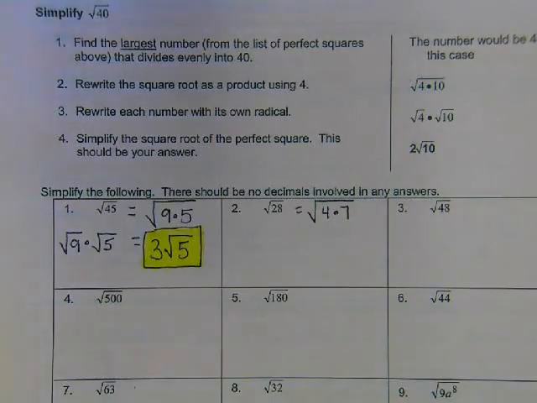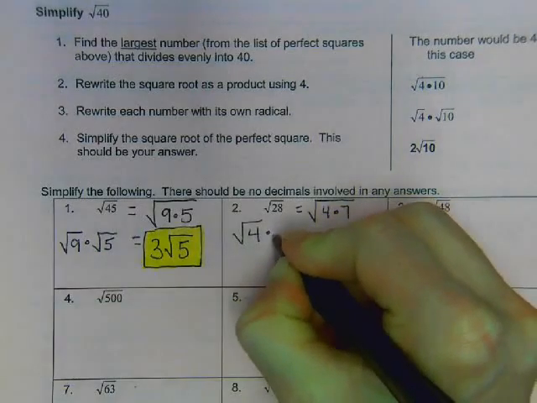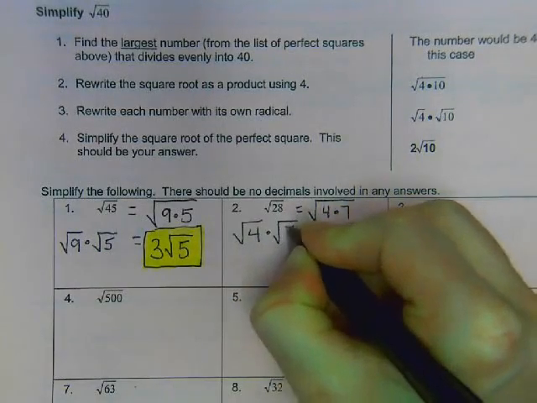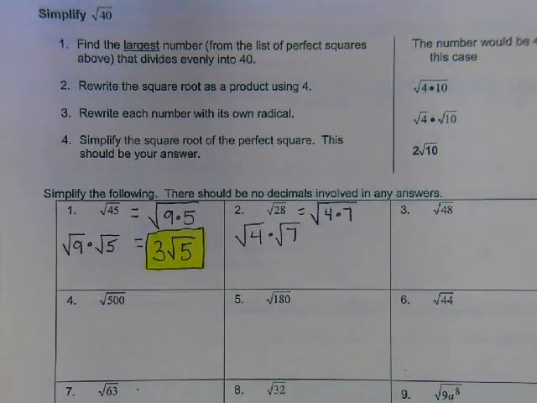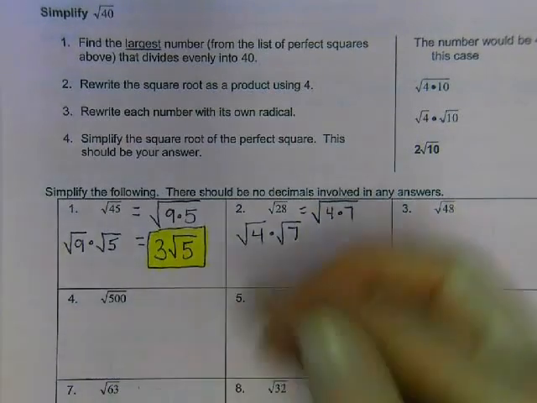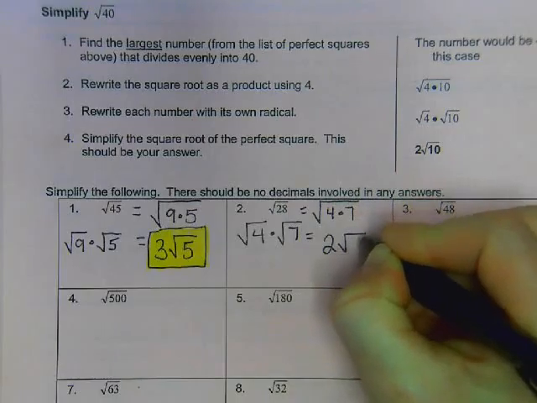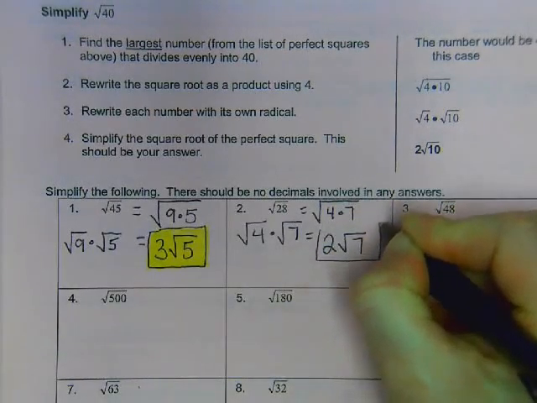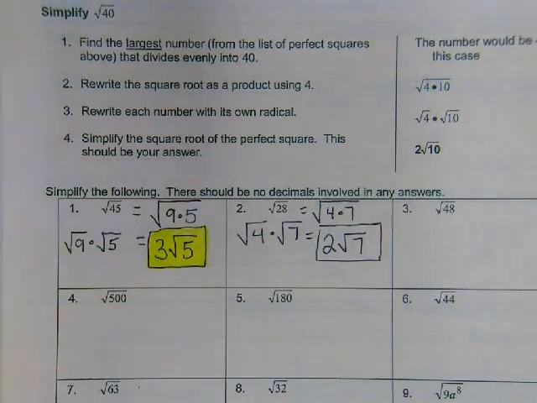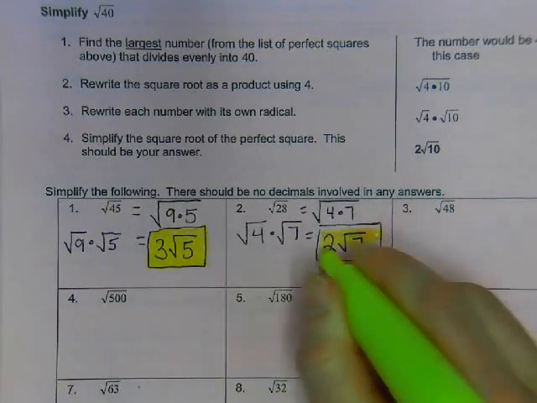And now I'm going to break it apart. That's the square root of 4 times the square root of 7. Which one can I simplify? 4. The square root of 4 is 2. So I'm going to write this as 2 times the square root of 7. All right, let's keep moving along.